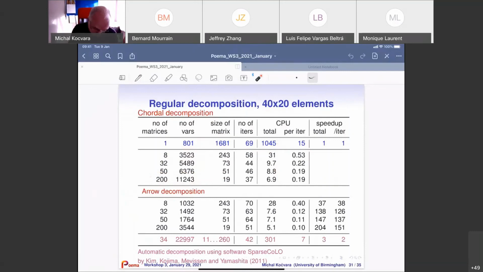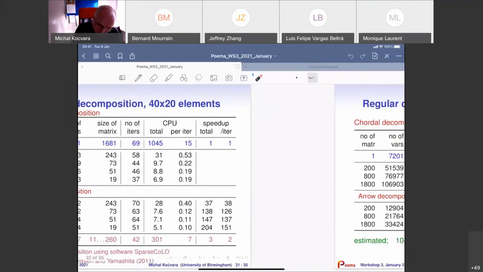Now, using the arrow decomposition, we can do even better. In particular, we will get much fewer additional variables, because instead of dense matrices, we only have dense small vectors. Of course, the size of those LMIs will be the same, but the time is at least a little shorter than for the Horler decomposition. But this difference will be bigger for bigger examples.